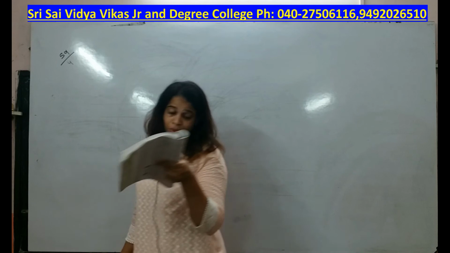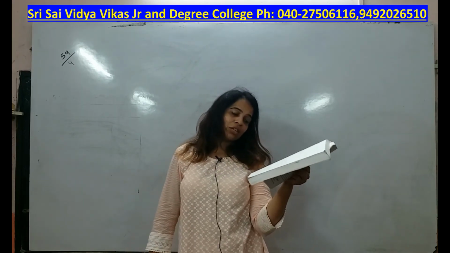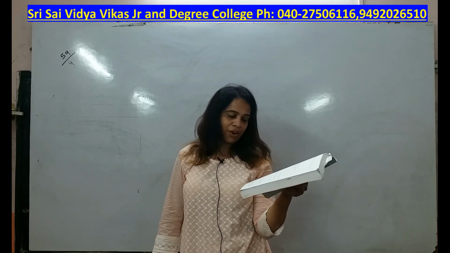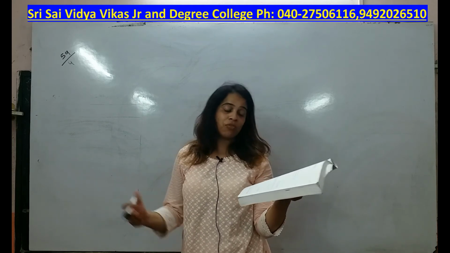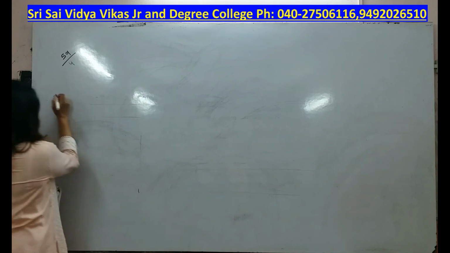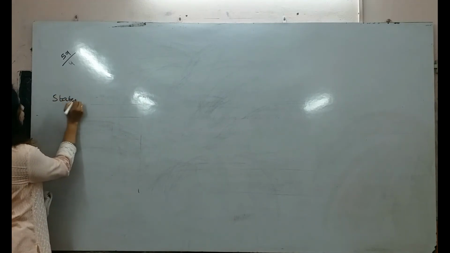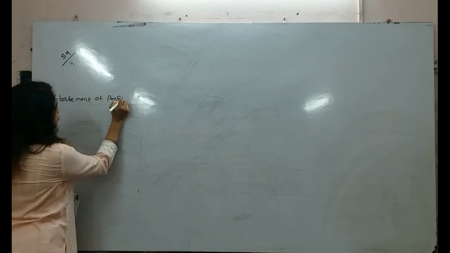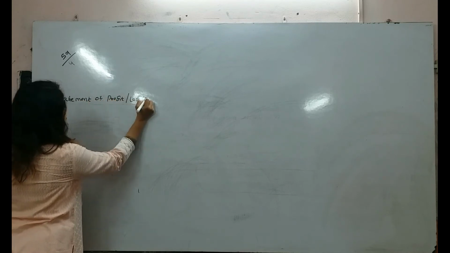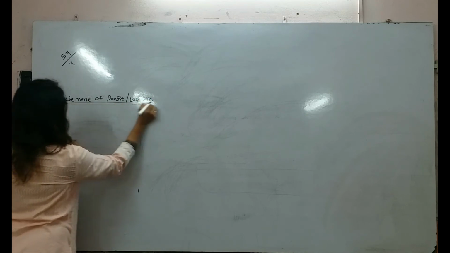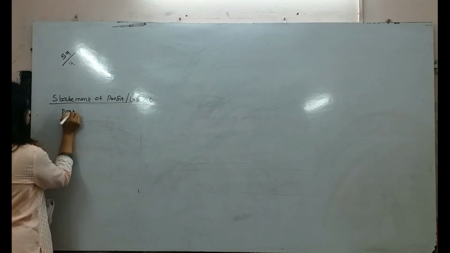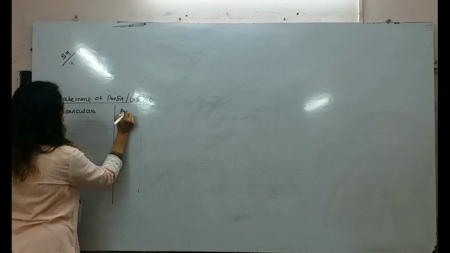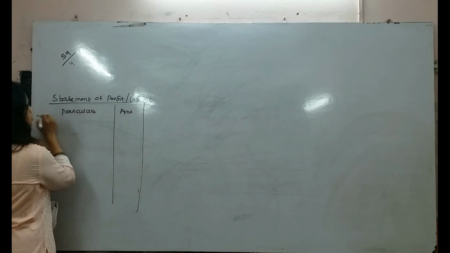See, capital at the end of the year is 34,000, capital at the beginning of the year is 36,500. They are asking us to ascertain profit or loss. So first I will write here, statement of profit or loss account. Then here I will write particulars, amount. Okay, let's start students.